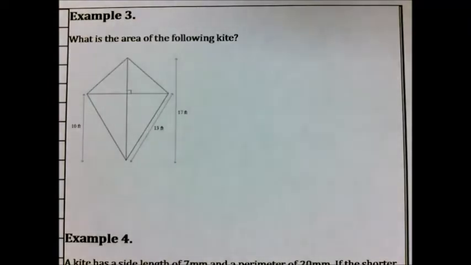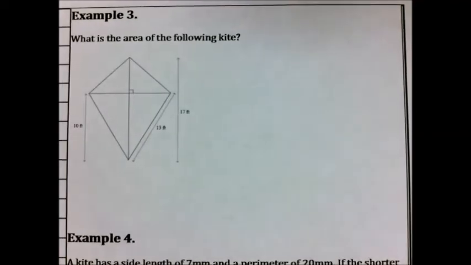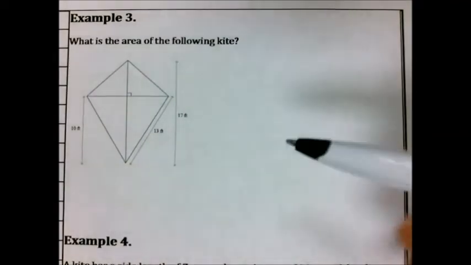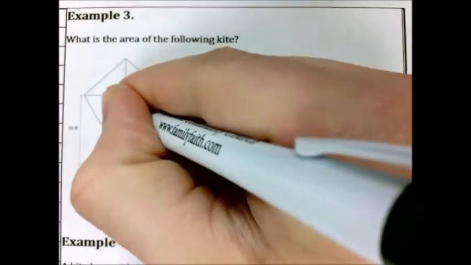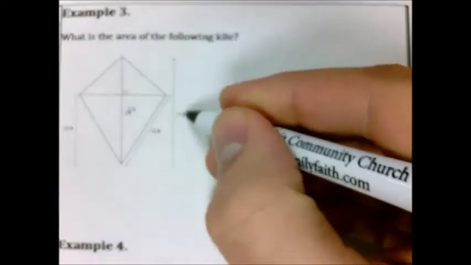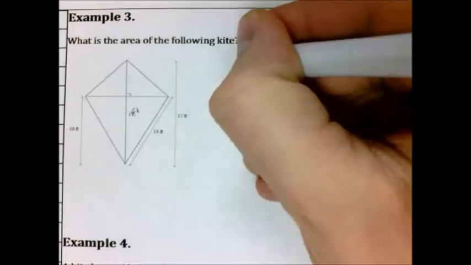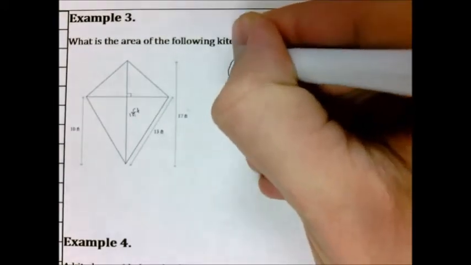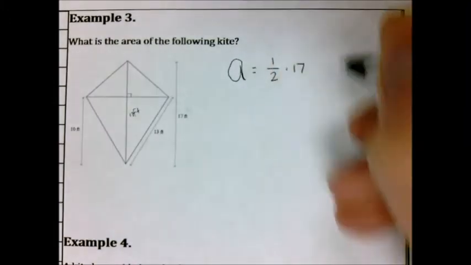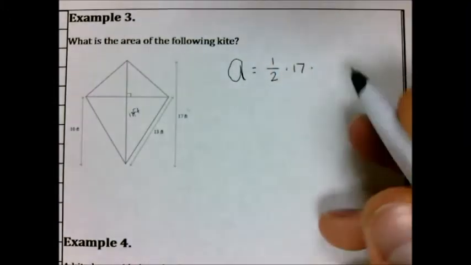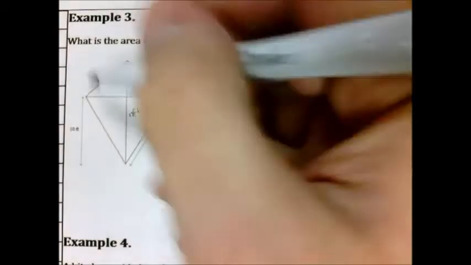Now example 3 is dealing with a kite, and it's the same exact formula: the area is equal to 1/2 times the first diagonal times the second diagonal. Here's what we do know about this kite. We know that this first diagonal, this long diagonal, is 17 feet. That's what it says right here. So we could start filling out this formula. The area is equal to 1/2 times 17, and now we need to know what the second diagonal is. What is the length of this horizontal diagonal?